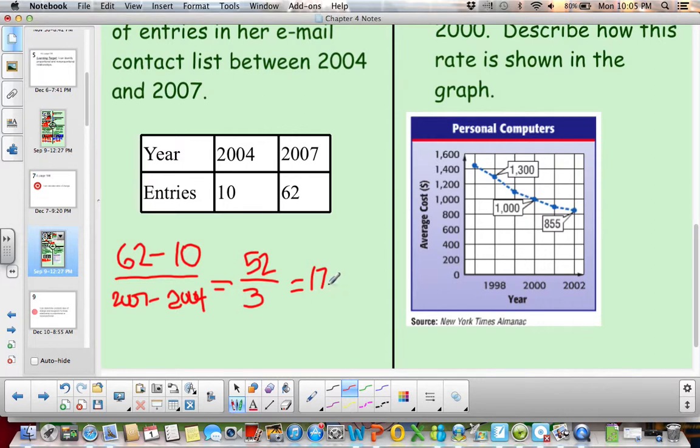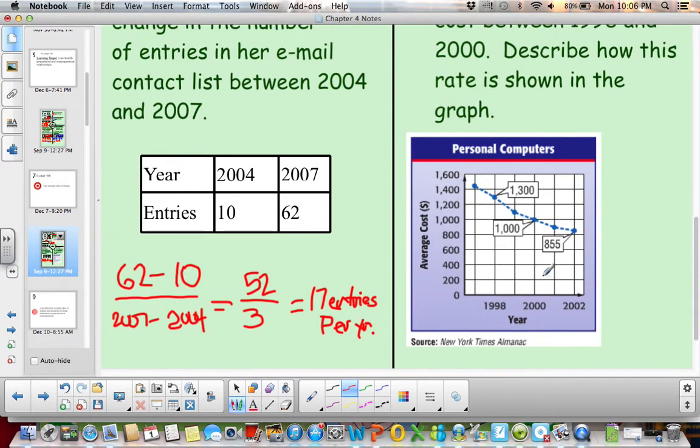So 17, we're going to say entries, because we want to label it correctly, per year. Based on this information and taking the average, we know that her email list went up by 17 every year. So 17 is positive, that means it's increasing, and we can see 10 to 62 is increasing.